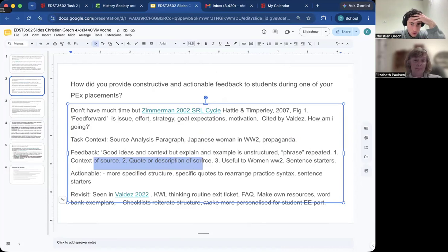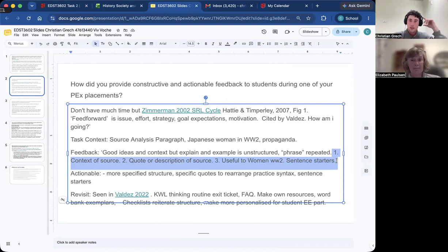Context of a source, quote or description. So this feedback, one, two, three, is just structure it better. I find a lot of kids come out of Year 10 into the senior level, they're still used to TEAL, which is good, but history is different. English, biology, history, you have to differentiate all of them. So I want to give them a structure and sentence starters that align with that. What is the context of the source? What is the quote or the description of the source, your paraphrasing thing? And then number three, so useful to women in World War II. Why is this useful to a historian rather than how does this help me to construct some sort of narrative? Because that's just more context.